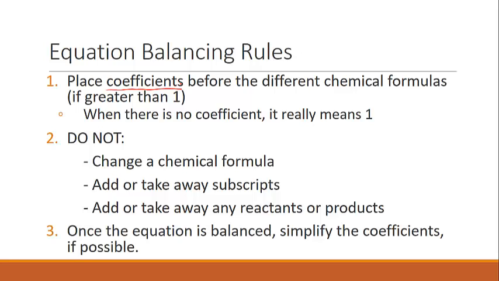Once you have balanced your chemical equation, take a look at all of your coefficients and make sure that they can't be simplified, much like a fraction. So if they're all divisible by 2 or 3, you want to simplify them if possible.